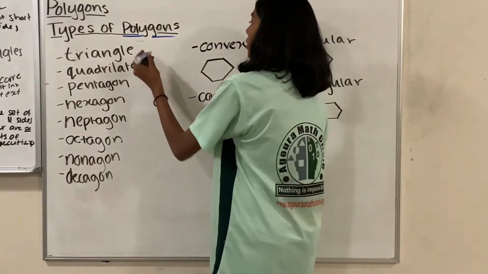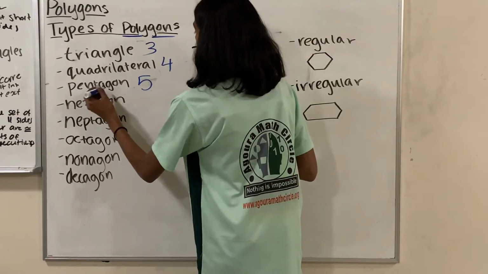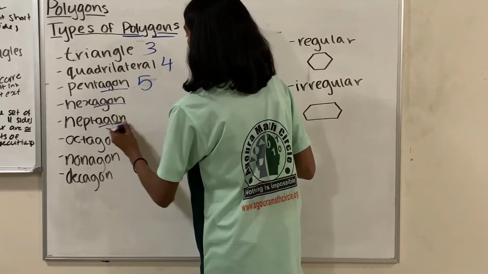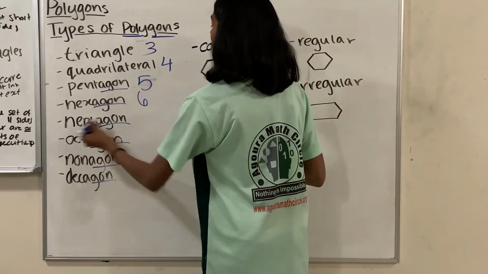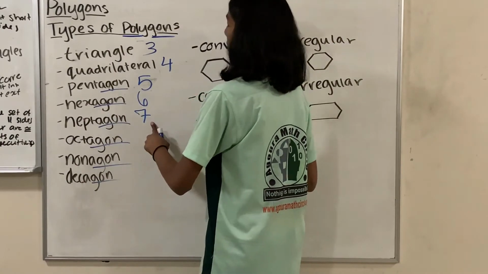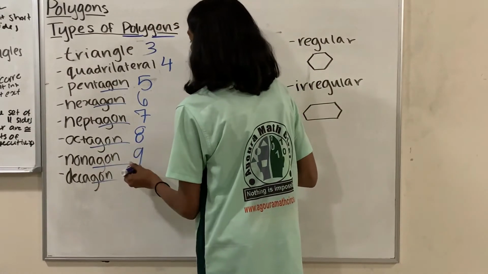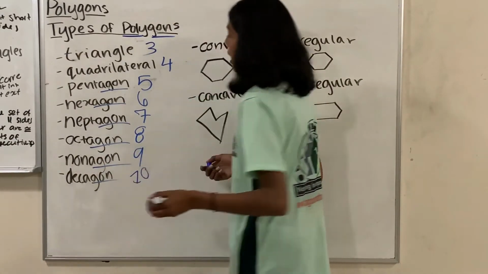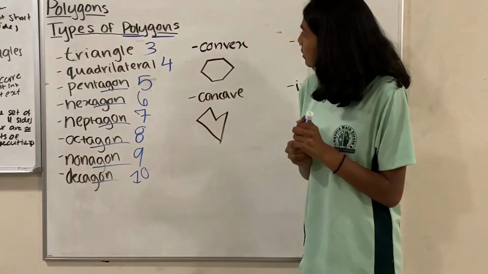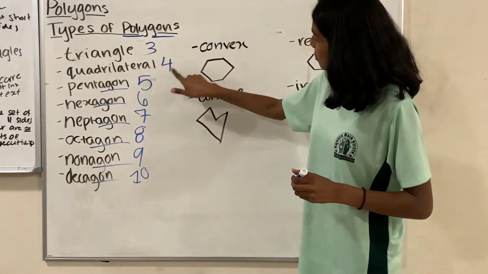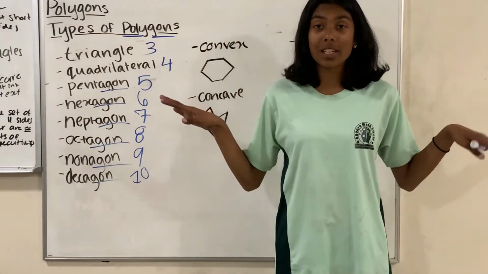So we have a triangle, 3-sided figure. Quadrilateral, 4-sided figure. Pentagon, 5-sided figure. And after that you see they all end in gon. Hexagon, 6-sided figure. Heptagon, 7-sided figure. That's a 7, by the way, I write my sevens weirdly. Octagon, 8-sided figure. Nonagon, 9-sided figure. Decagon, 10-sided figure. It would be helpful to memorize all 8 of these.